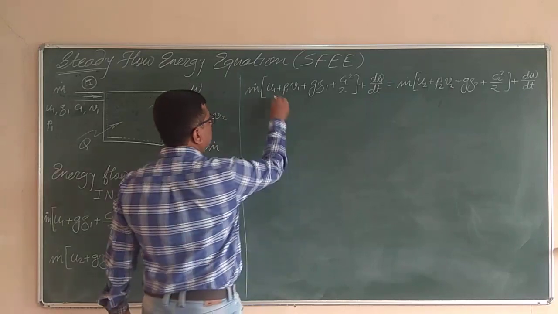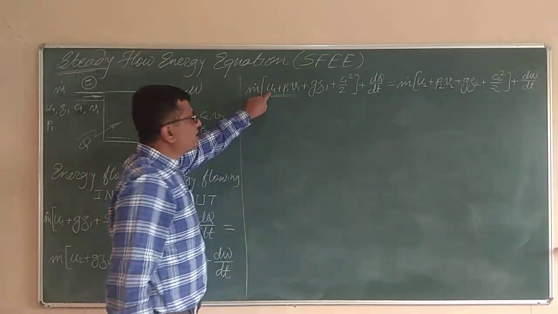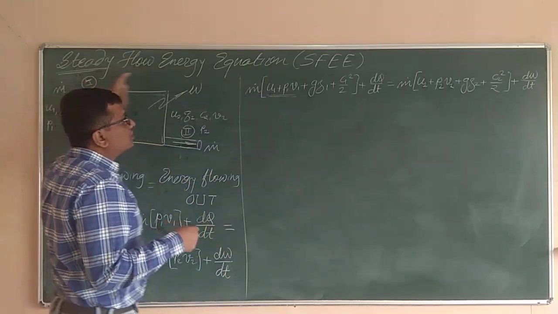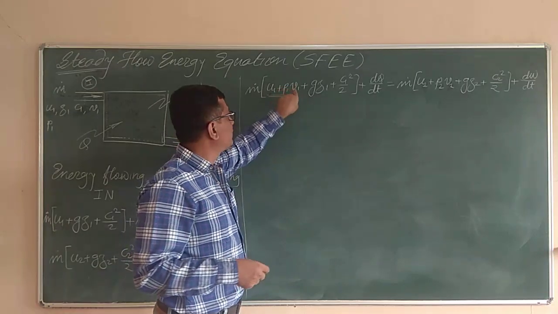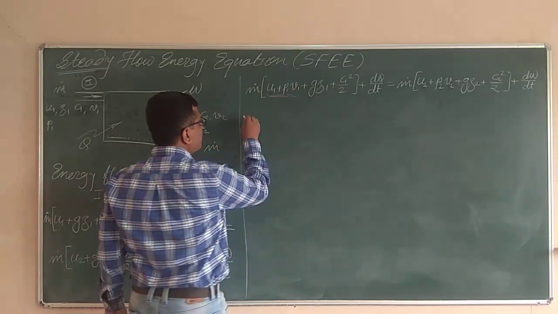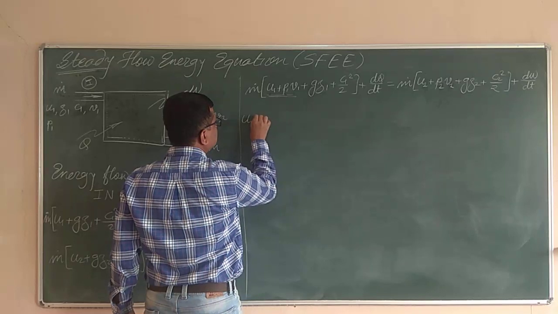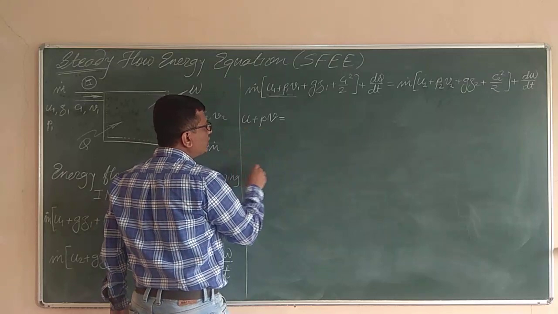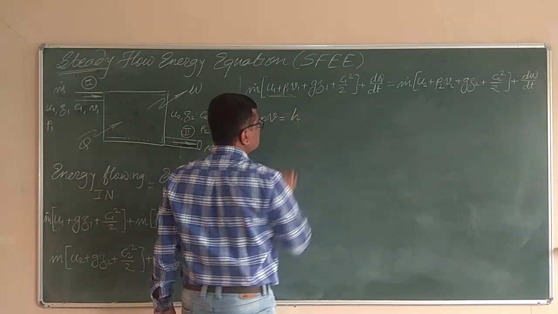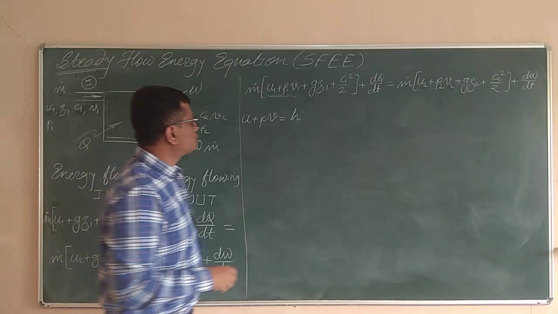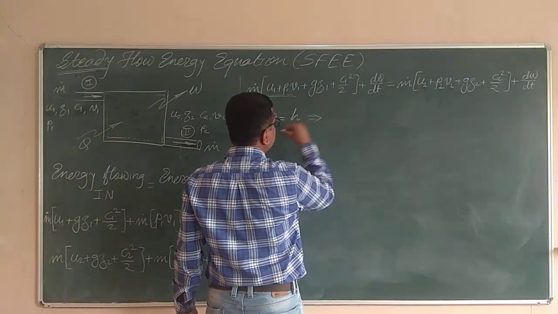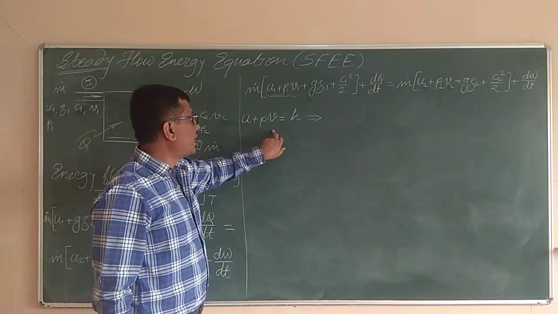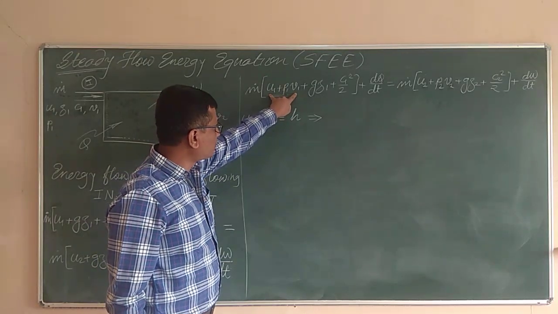So out of that we know U1 is the internal energy per unit mass of the fluid at section 1, P1 is the absolute pressure and V1 is the specific volume, and we know that U plus PV, that is internal energy plus flow work, we call the enthalpy H of the fluid. So if enthalpy is nothing but the sum of internal energy and flow work, I can apply it across these points.